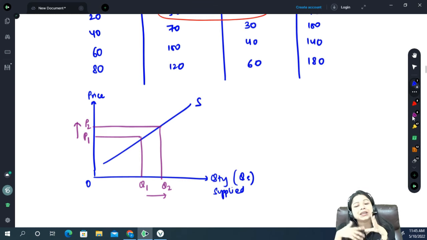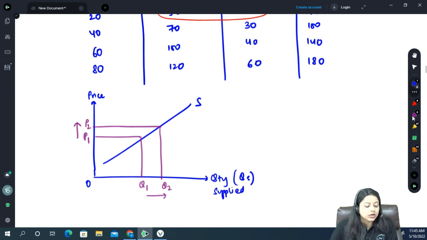So there are multiple reasons for this, and that is the reason economics is a little different from what we study in general maths, right? So again, price on the y-axis, quantity supplied on the x-axis, and it's a positive slope that we get, the supply curve.